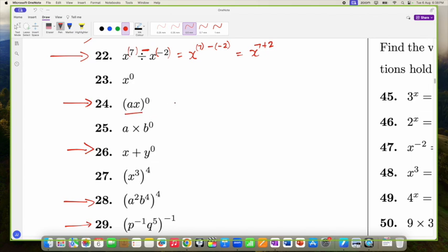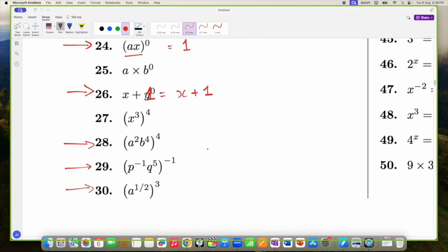Anything to the power of 0 is 1. I don't care what it is. In this case here, we have x plus, I hope you're following, anything to the power of 0 is 1. So this is x plus 1. We can't do anything with that. And with this one here, remember, and I'll do number 27 just for the hell of it. Whenever you have a number outside the brackets, you multiply it to the number inside. So this is x to the power of 3 times 4, 3 4s are x to the 12.